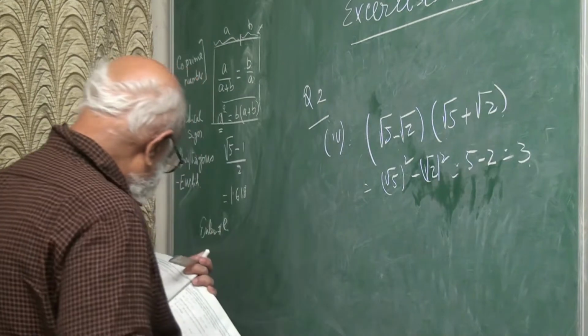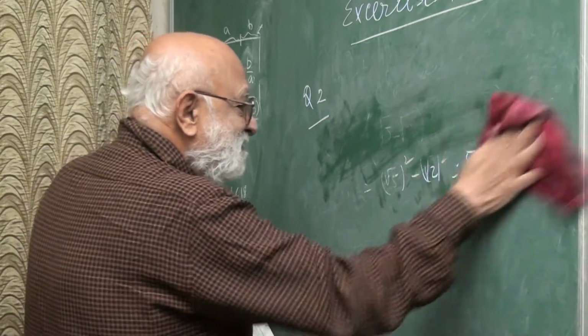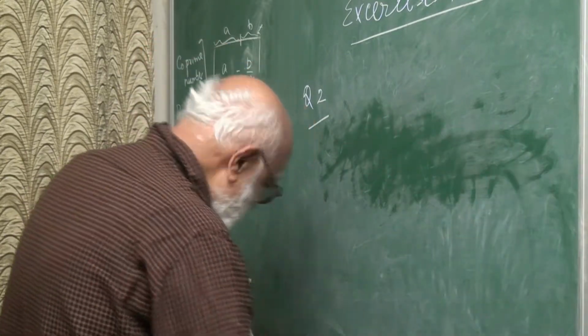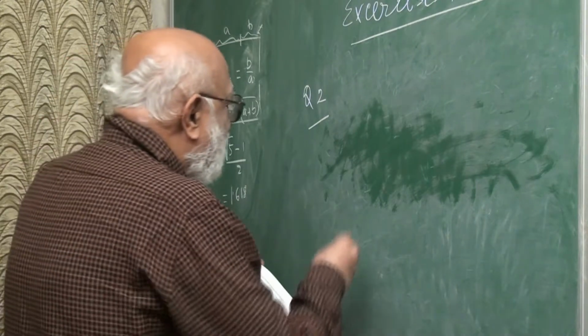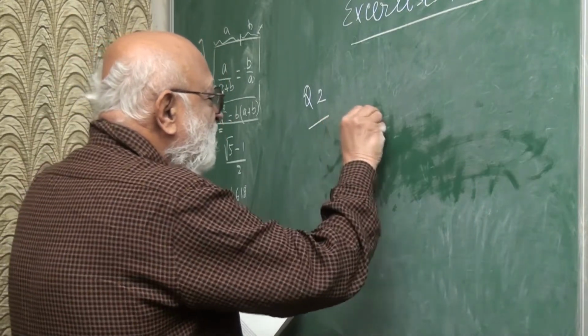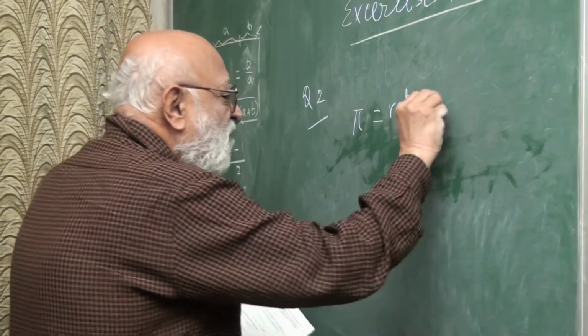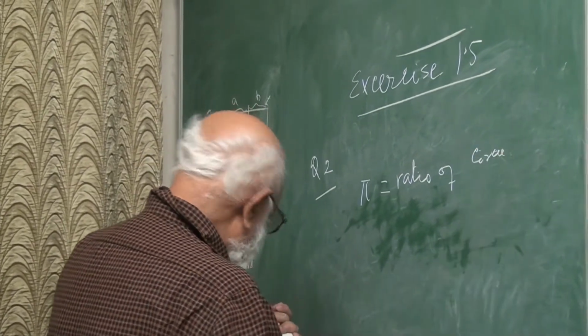Now let us see question number 3. Interesting. This says why pi is different, as the ratio of pi is equal to a ratio of circumference to diameter.